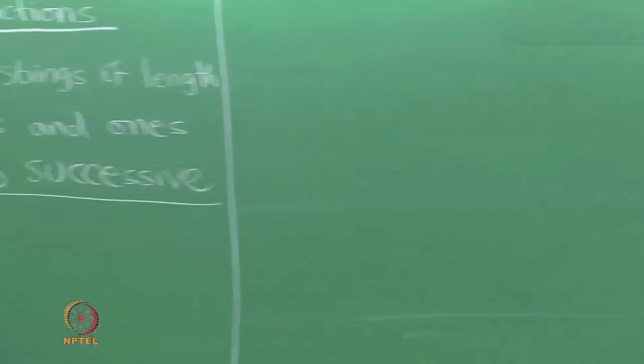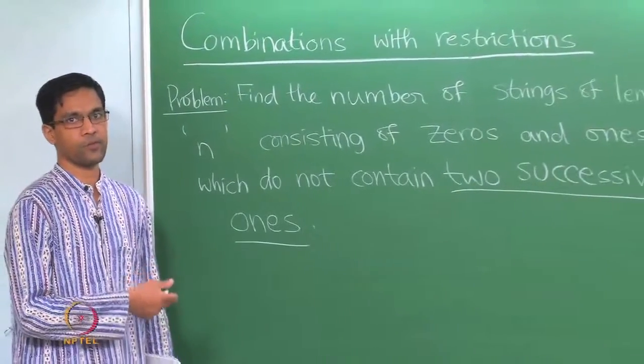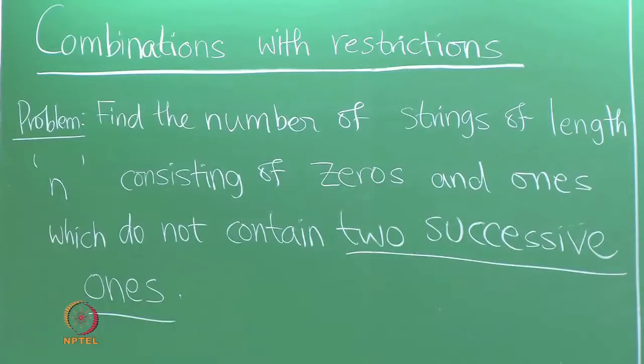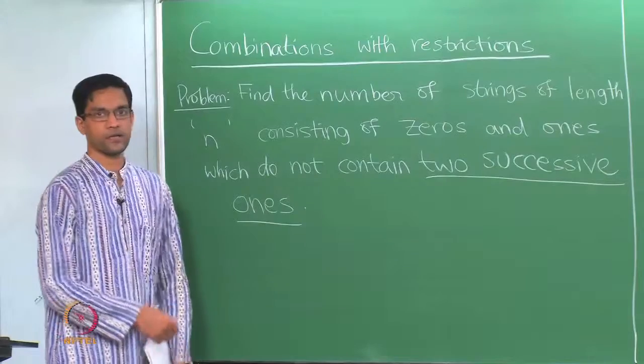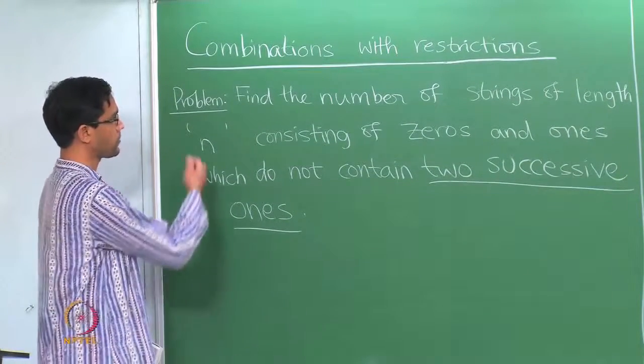Okay, welcome back. Today we will talk about combinations with restrictions. So far we have talked about trying to enumerate the number of combinations of various kinds. This one is slightly different in that it imposes a certain restriction on the allowed combinations. So here is a prototypical problem.